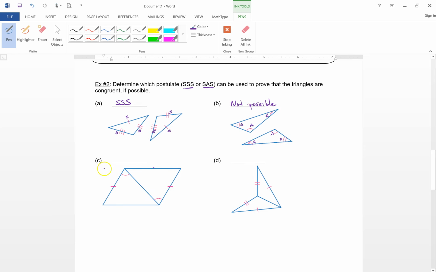Here I have a side that's congruent. I have another side that's being shared, which is congruent. The angle in between is congruent. This is clearly SAS. In the next case, I have a side, I have a second pair of sides, and a third pair of sides which is being shared, so it's SSS.